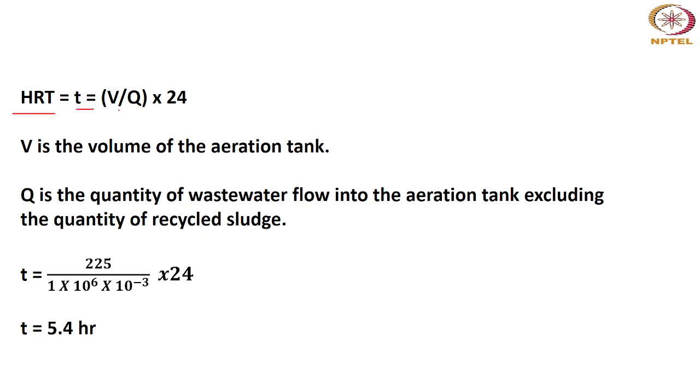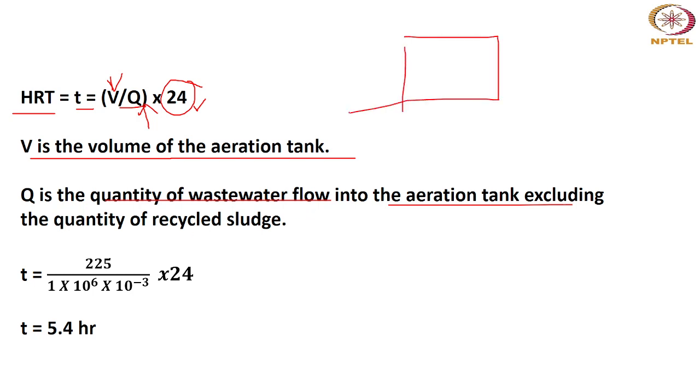HRT is nothing but volume divided by the flow rate multiplied by 24. We are converting it to hours, that's why we multiply by 24. V stands for volume and Q stands for the flow rate. V is the volume of the aeration tank. Q is the quantity of wastewater coming into the aeration tank, excluding the recycled sludge. We are not considering recycled sludge, only whatever is coming in. We are considering this as Q and the volume is V.